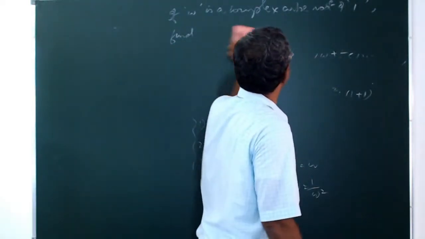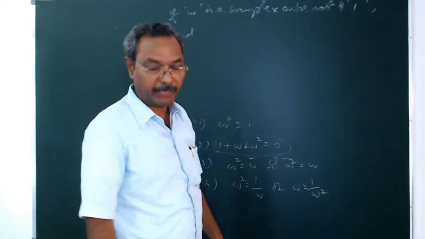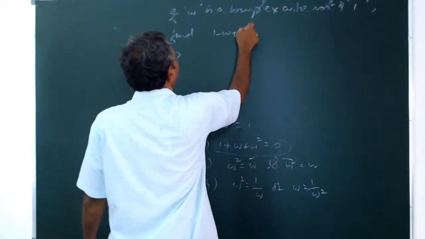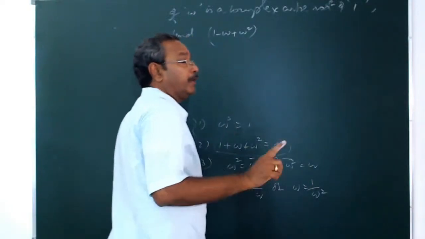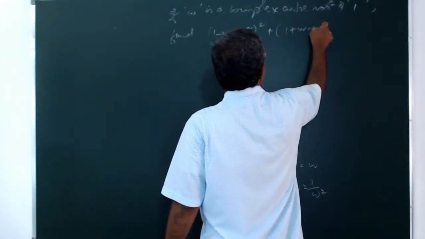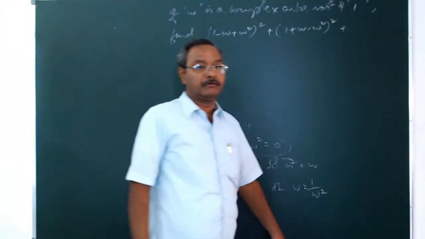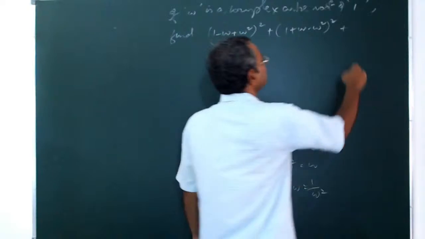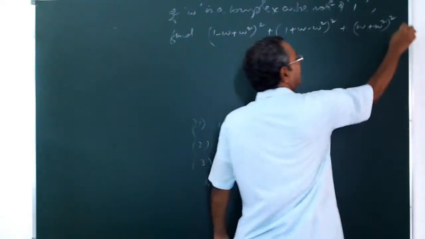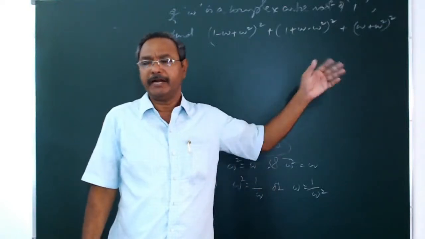If omega is a complex cube root of 1, find the value of 1 minus omega plus omega square, whole square, plus 1 plus omega minus omega square, whole square, plus 1 minus omega plus omega square, whole square. Find the value of this expression. I have taken the problem randomly.